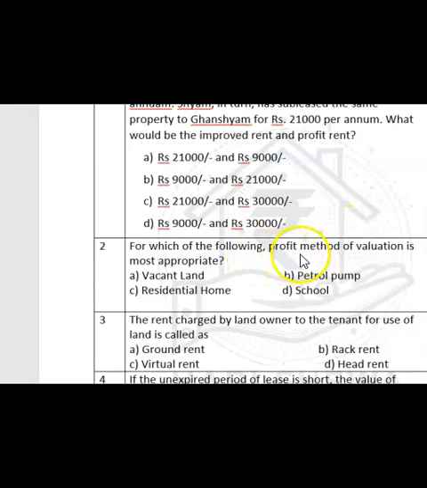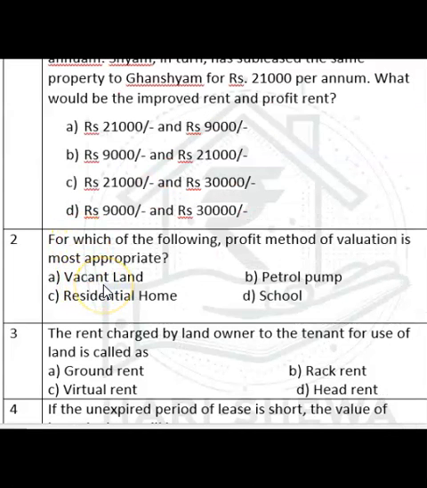For which of the following profit method of valuation is most appropriate? Options are vacant land, petrol pump, residential home, school. In profit method, valuation is done on special properties such as hotel, cinema, petrol pump, hill resorts. So here answer is the B, petrol pump. Vacant land, no profit method. Residential home, no profit method. School, no profit method. Correct answer is the petrol pump.